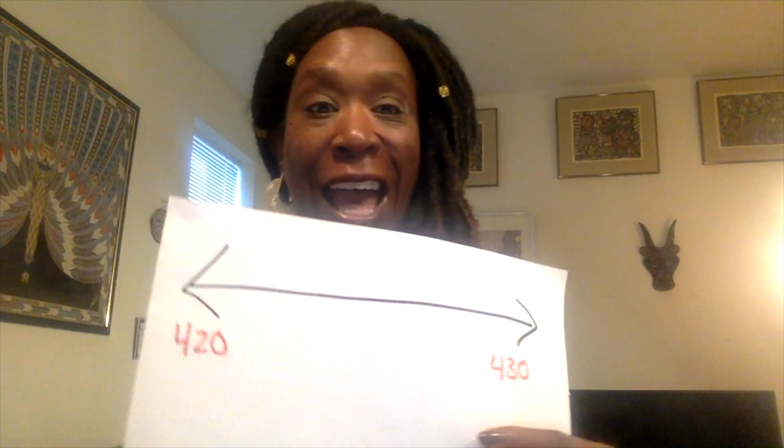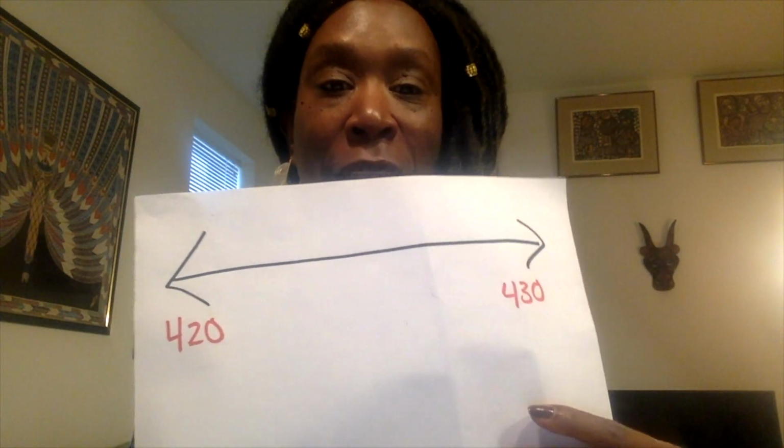So I made my number line, and I'm going to round it to the nearest 10, 420 on one side, and then 430 on the other side, because I'm rounding to the nearest 10, not to the nearest 100. So I wrote that on my number line.